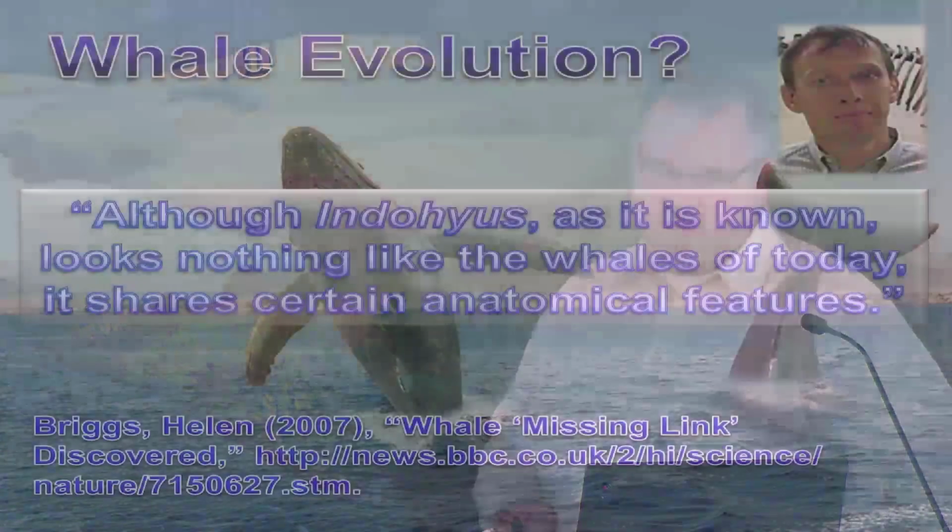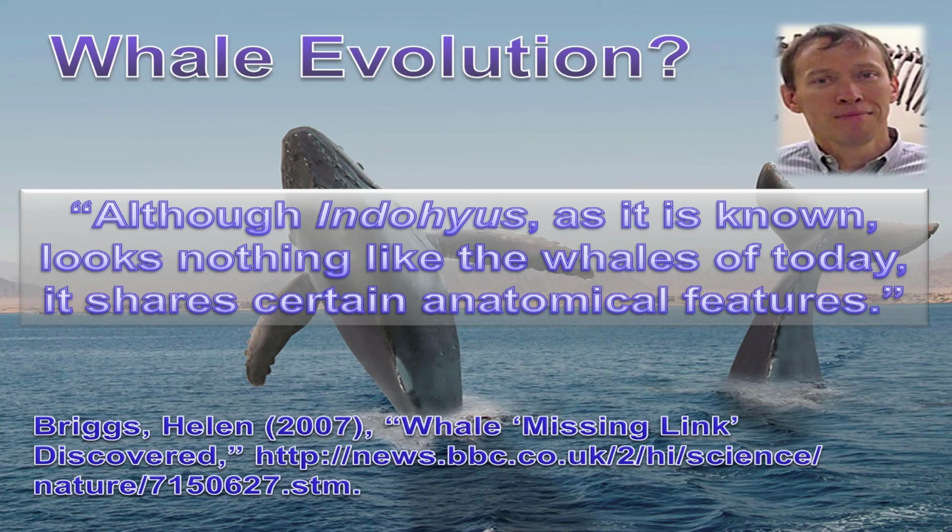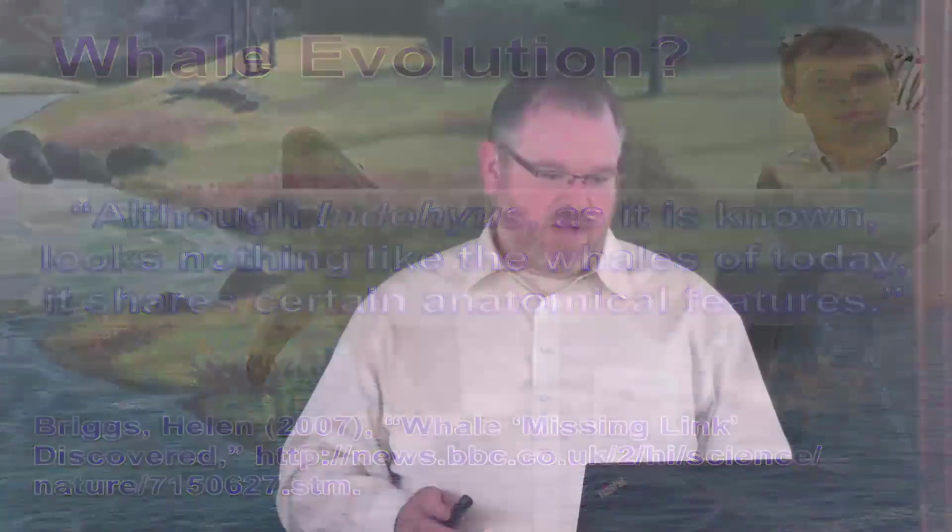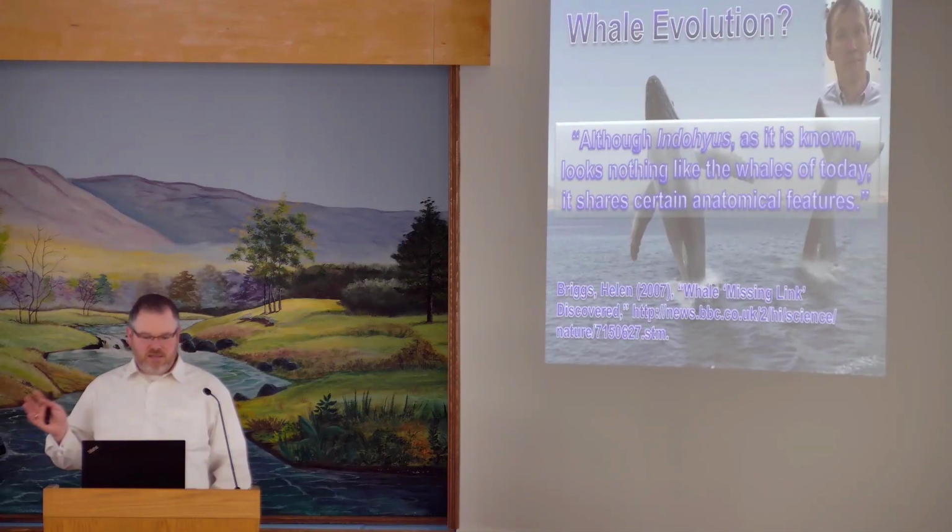According to scientists, although Indohyus, as it is known, looks nothing like the whales of today, it shares certain anatomical features. So we're back to homologous structures again. There are some similarities in structure between the two, which means even though this creature doesn't look like the whale, it has certain things that are similar. So if you see similarity, then there's got to be relation, no matter how intuitively silly the idea is.